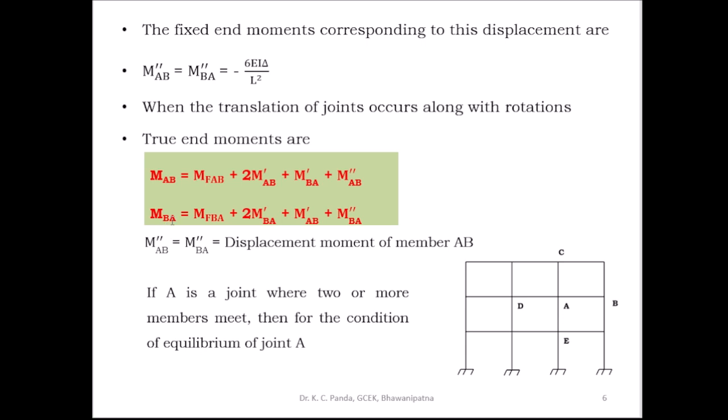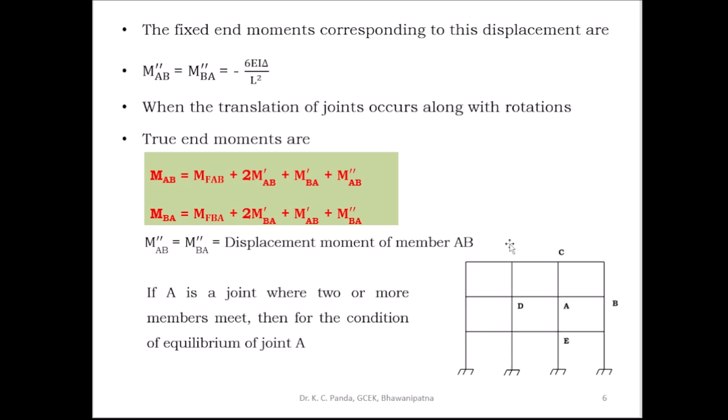Similarly, the end moment MBA is equal to MFBA plus twice into the near end rotation moment plus once into the far end rotation moment plus the translation moment M double dash BA. So M double dash AB is equal to M double dash BA, which is the displacement moment of member AB. Look at this figure.